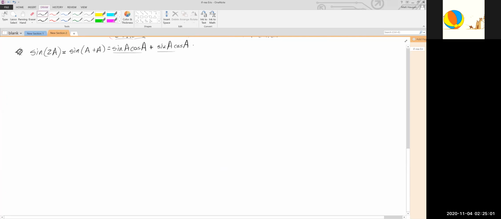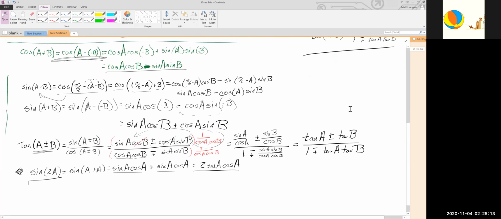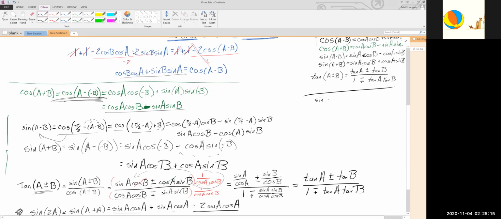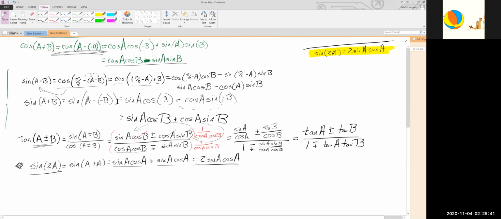And hey, those match, so we can add them together: 2 sine A times cosine A. Great, that's our double angle formula for sine. We could frankly add it up here. Sine of 2A equals 2 sine A cosine A. This is a super good formula to know, by the way. If you're going to memorize only one trig function in your life, memorize this one. It's so super handy. But the double angle formula is just a modified version of our angle sum formulas.